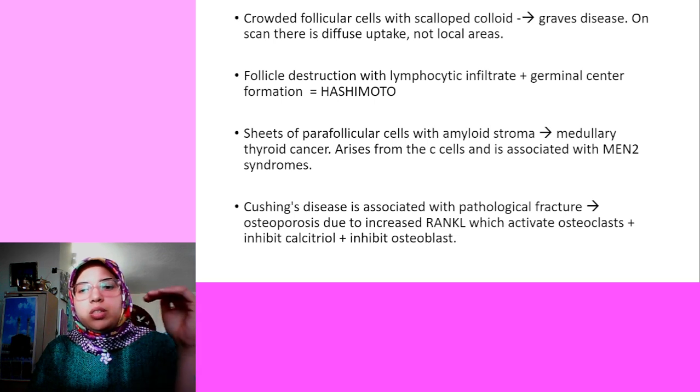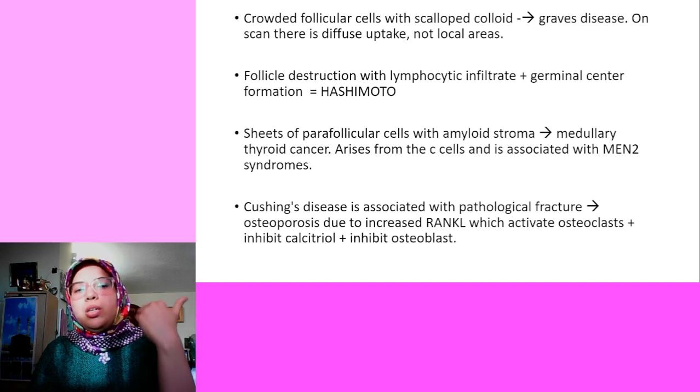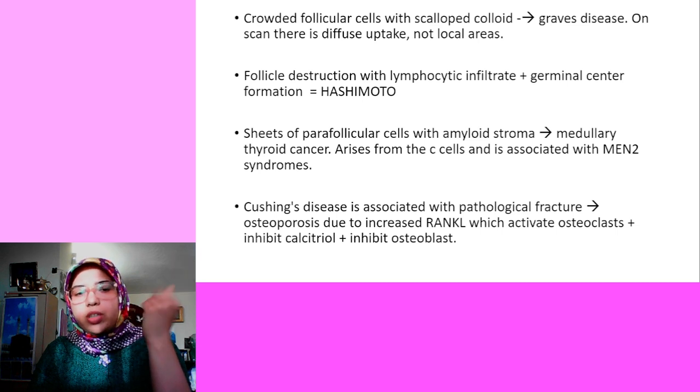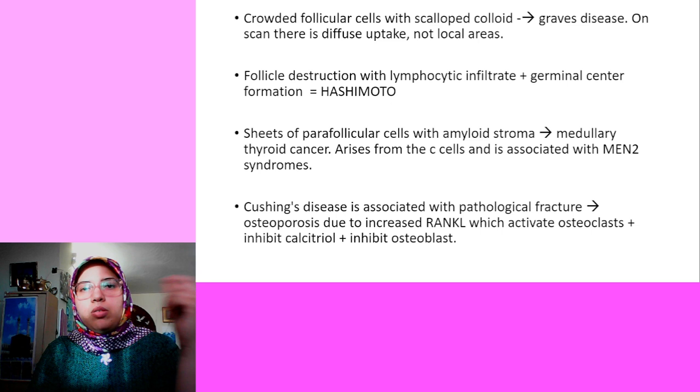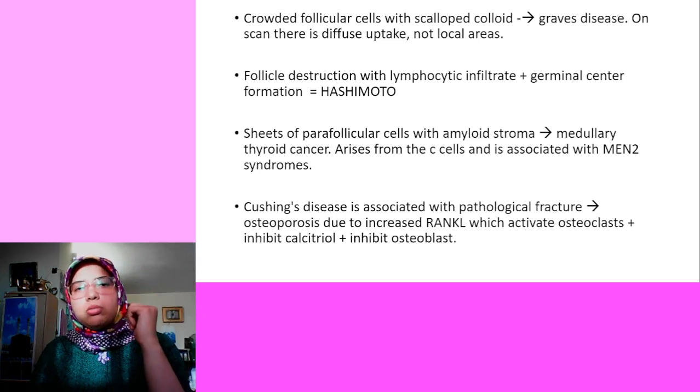Sheets of parafollicular cells with amyloid stroma, we said this before. Medullary thyroid cancer arises from the C cells. Calcitonin, MEN1 syndrome, those are all buzzwords. Cushing disease is associated with pathological fractures. There's osteoporosis due to increased RANK-L activation, so these go and activate osteoclasts, which increases bone resorption as well as inhibiting osteoblasts. So Cushing's disease, osteoporosis.